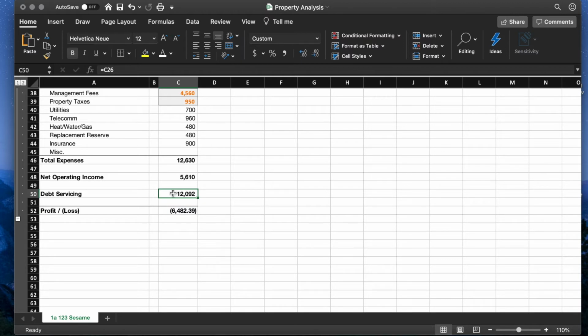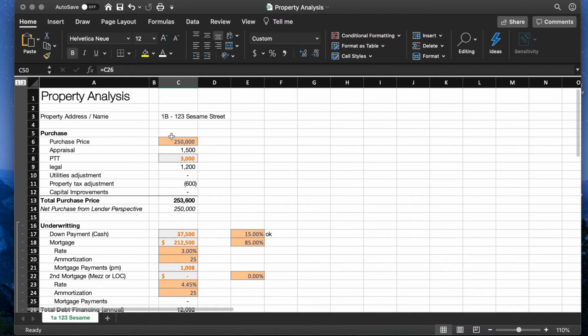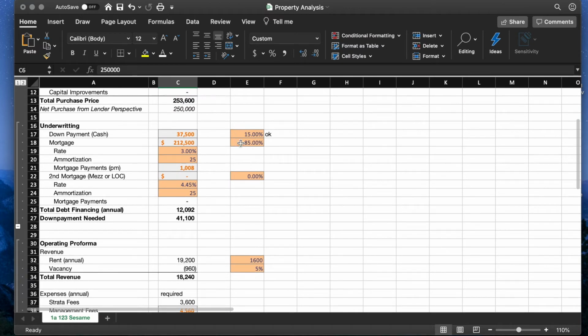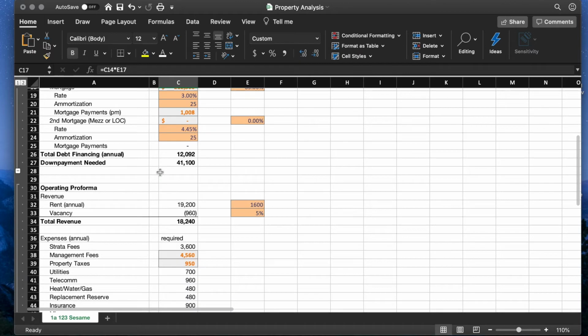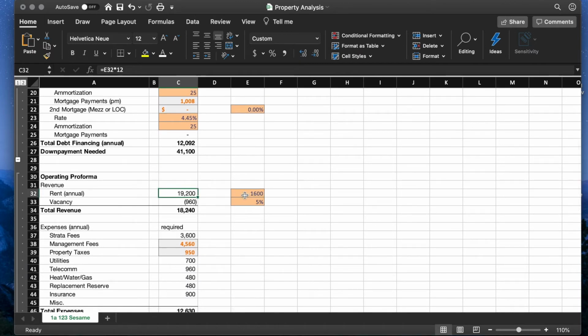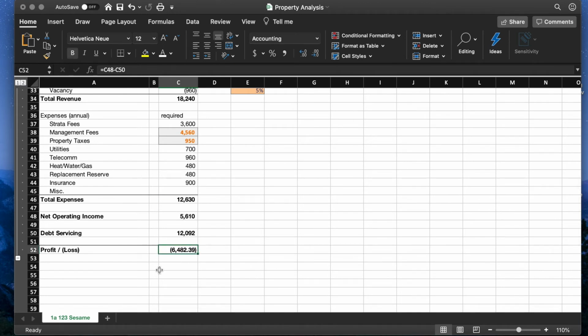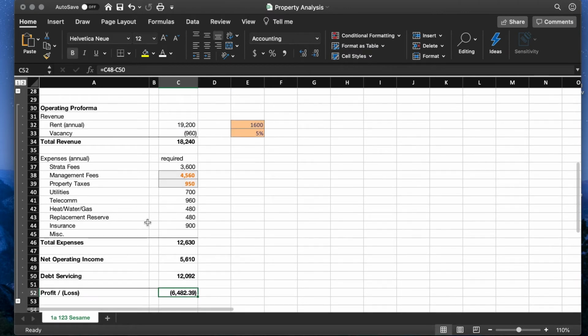And so for this property, if I was to go ahead with this purchase of $250,000, based on my underwriting analysis and putting in $37,000, based on renting it out for $1,600 a month and the various expenses, this looks like I am losing $6,500 per year. So you would ask, why would I proceed with this purchase? And I will tell you that this might actually make some sense. And so let's go through that now.